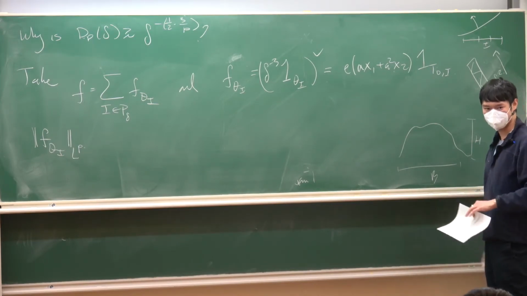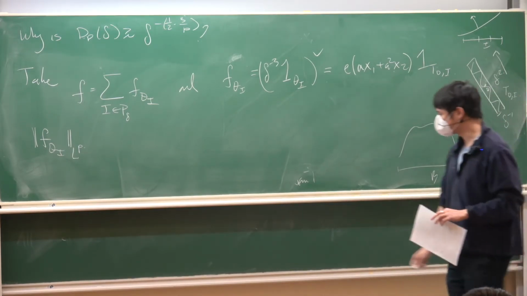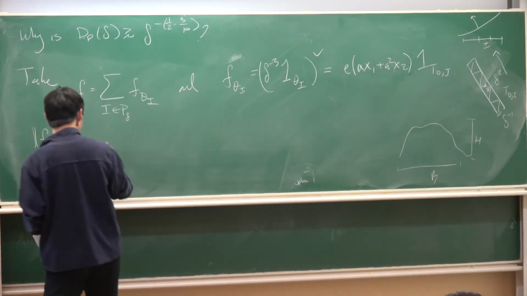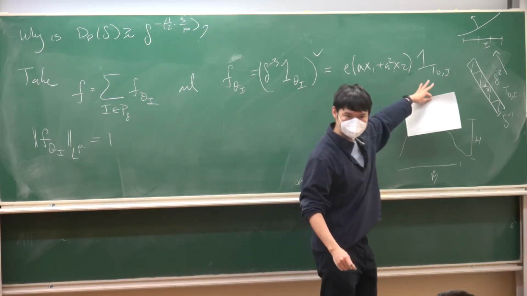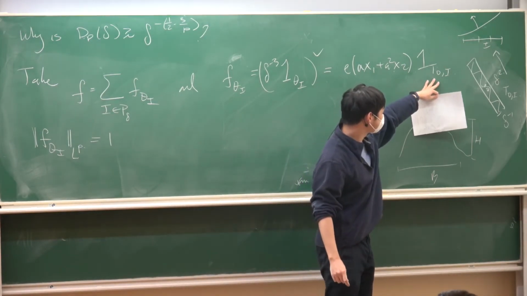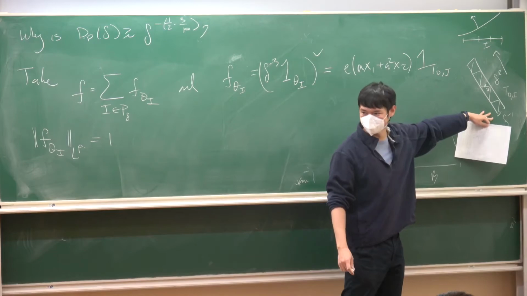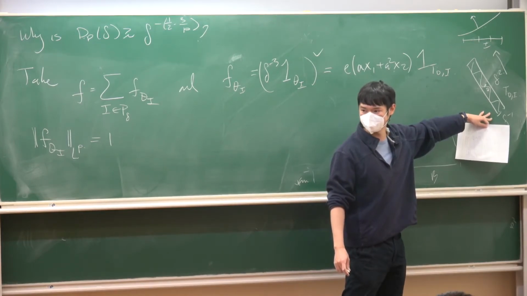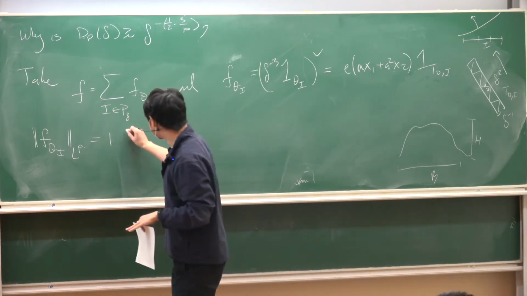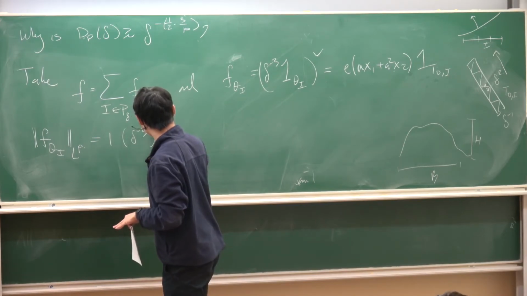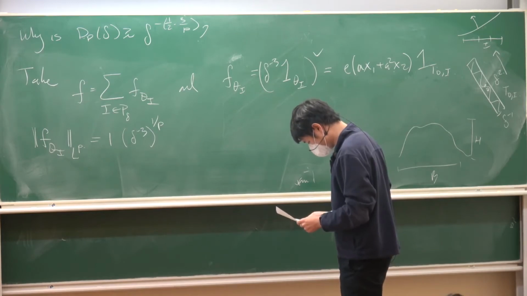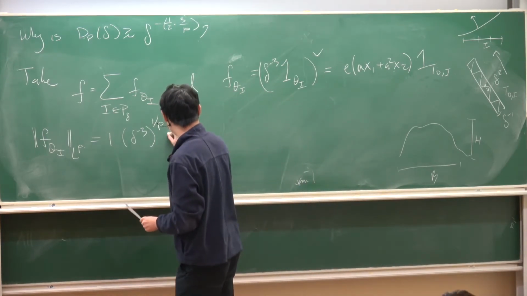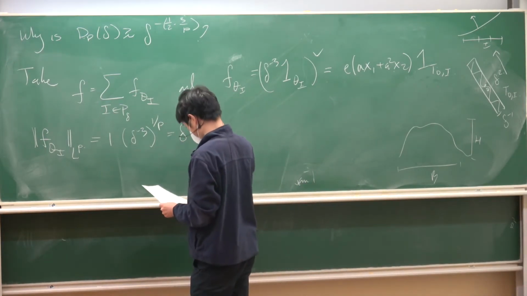So let's do the back of the envelope calculation. What's the LP norm? Well, this function has height 1. And what's the base? Well, the base is one of these tubes. And what's the volume of the tube? It's delta to the minus 3. And so what's the LP norm? It's delta to the minus 3 to the 1 over p. Okay, so let me write it a little bit better.